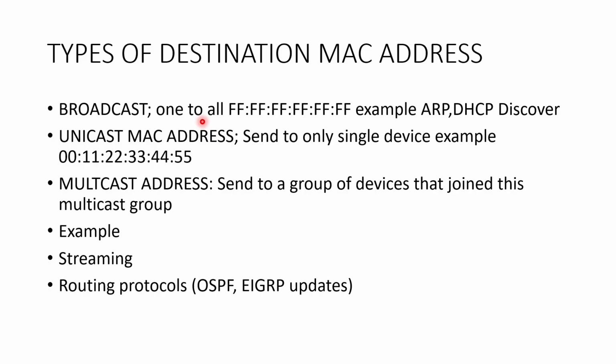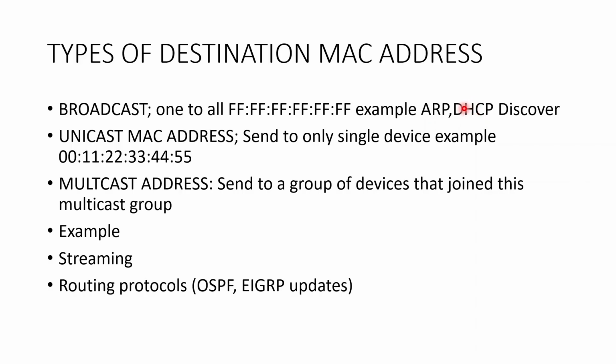And the destination MAC address is represented by FF:FF:FF:FF:FF:FF. These are 48 bits. So this broadcast address can be, for example, for the ARP message or DHCP discover. We are going to see how the ARP process works. About the DHCP, we are going to see it in the next video. We are going to have a separate video of the DHCP.